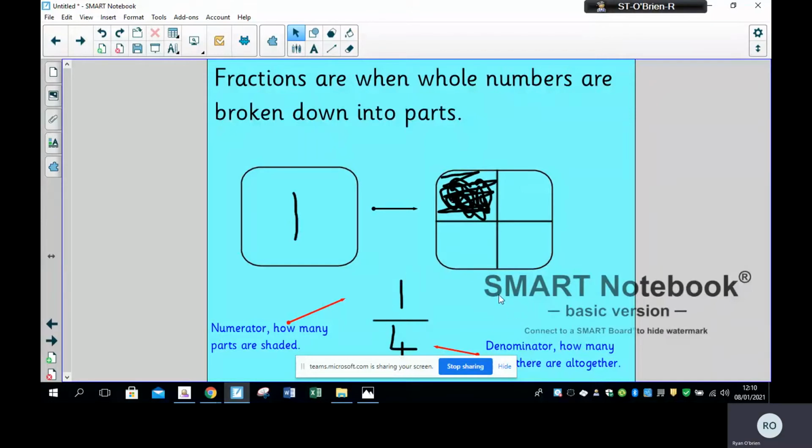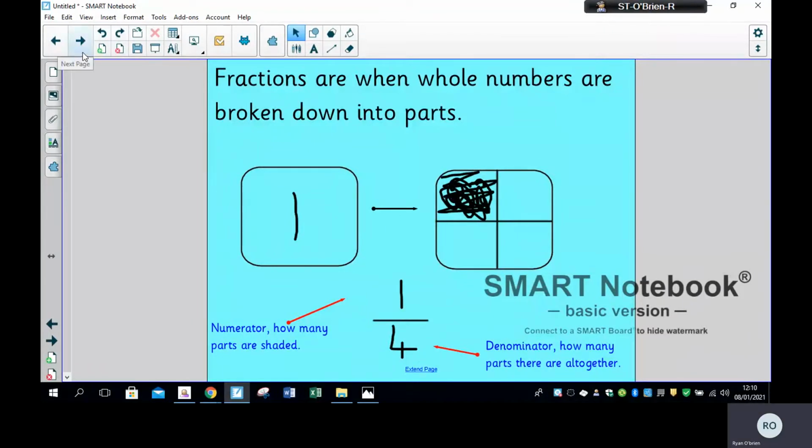And that's what fractions are. It's when we take a whole number, or a whole cake, or a whole pizza, we break it into parts, and then we're looking at a certain number of those parts. So that's what a fraction is. So the numerator, which is the top part here, tells you how many parts are shaded. And then at the bottom, you've got the denominator, and that tells us how many parts there are altogether.